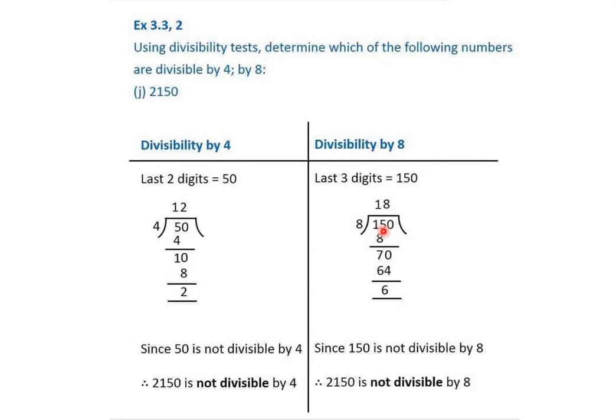Now the next one is J. For J, when the last 2 digits were taken and divided by 4, the remainder was found as 2, so it is not divisible by 4. And when the last 3 digits were divided by 8, the remainder was 6, so the number is not divisible by 8 either. So this was the number which was not divisible by 4 and 8.